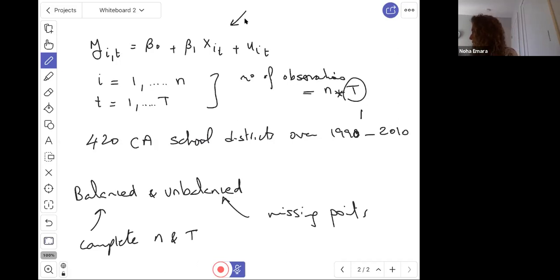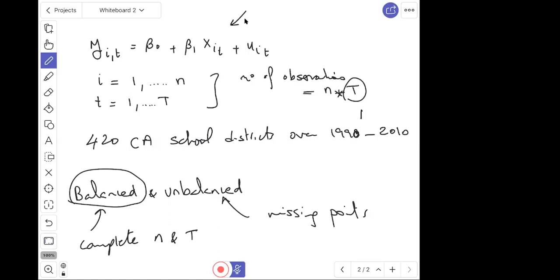Our assumption is that we're going to be using a balanced panel all the time. So if you're doing a project, just make sure that your Excel sheet is complete, that you're not missing any points or observations. But if you do, then just mention it in your project and say, okay, I do have an unbalanced data set, and this is a reflection of some data points being missing.